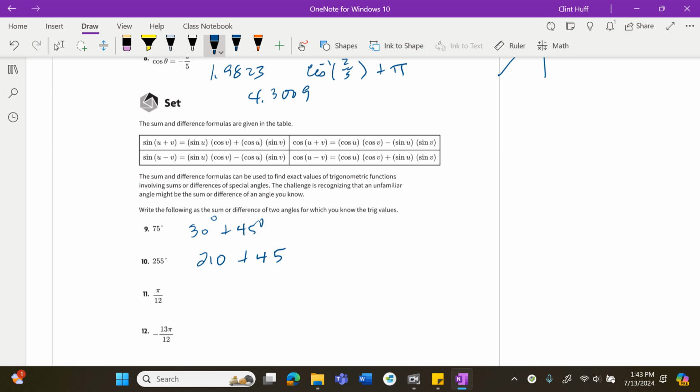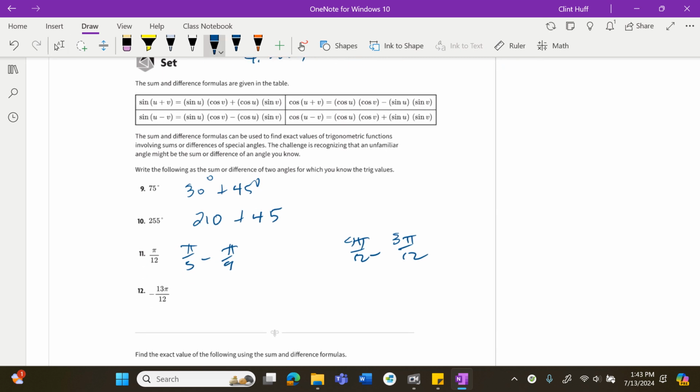Now, when you get to radians, it can be a little trickier. Some people will convert this to degrees, find a degree match, and go back to radians. So it's a little bit trickier here, but pi over 3 minus pi over 4 will do it, because pi over 3 is 4 pi over 12, and pi over 4 is 3 pi over 12. You subtract them, you get pi over 12.